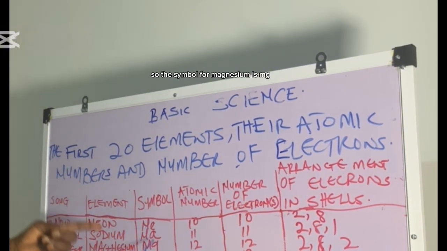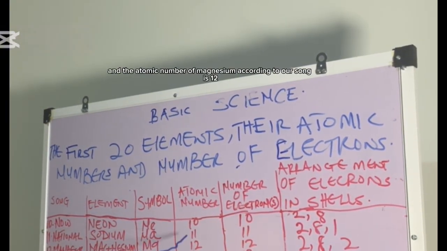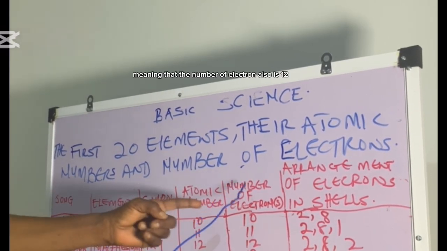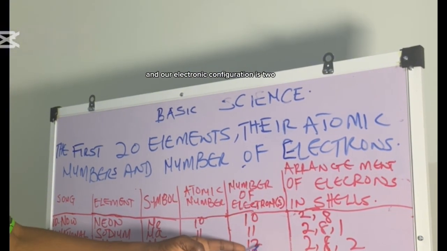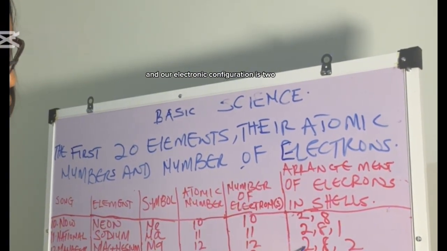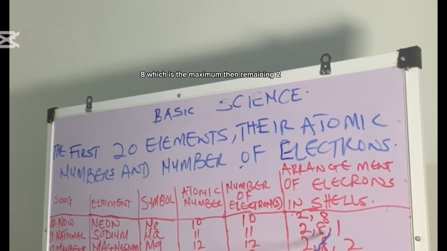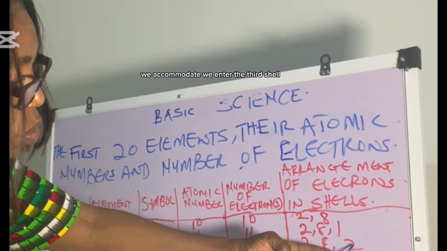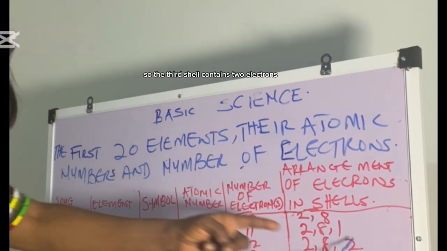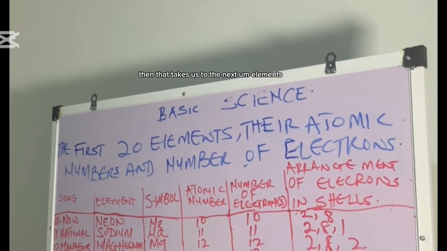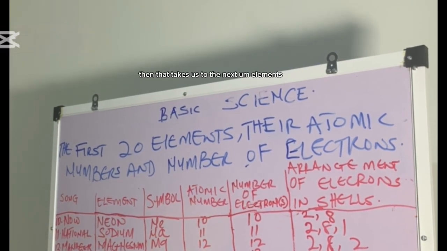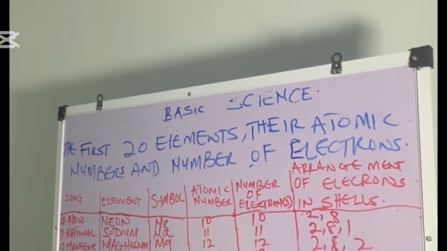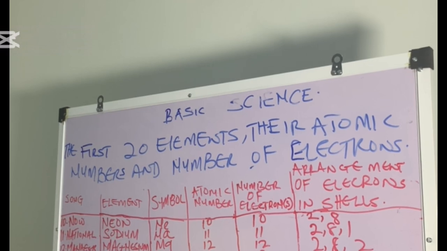So the symbol for magnesium is Mg, and the atomic number of magnesium according to our song is 12, meaning that the number of electrons also is 12, and our electronic configuration is 2 8, which is the maximum. The remaining two we go to the next third shell, which is 2. We enter the third shell. So the third shell contains 2 electrons. Then that takes us to the next element. Remember our song. Now national manager, always Al, the first 2 letters, that's aluminium.